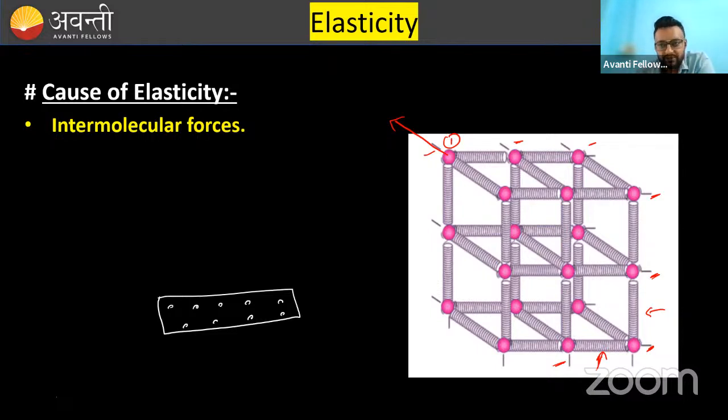So what happens till now? When you apply a force on a body, we call that force the deforming force. It is trying to deform the shape of the body. When we apply a deforming force, the intermolecular separation changes, due to which the molecules try to regain their shape, like this spring-block system.